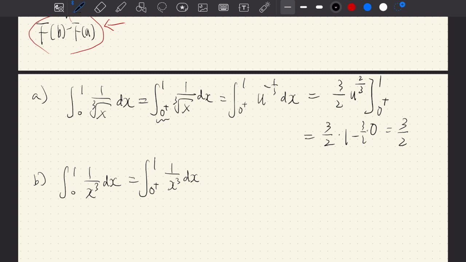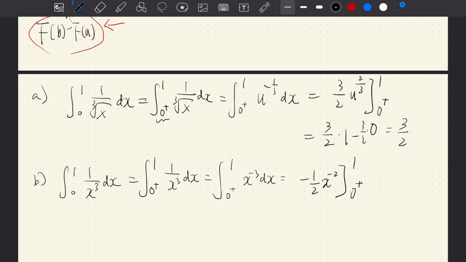So basically after you find the antiderivative, for a lower integration limit, you have to take the limit where x goes to 0 from the positive side. Okay, so now we can use the power rule to get this is equal to negative 1/2 x to negative 2.